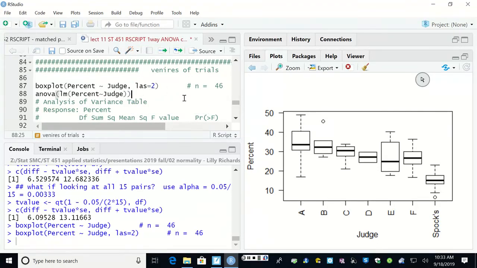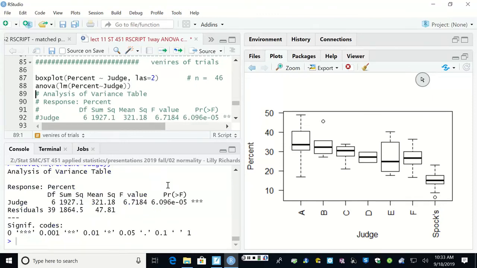Across different groups. Analysis of variance for that, right? Degrees of freedom. There were, so that adds up to 45. There were 46 in all. Sum of squares, mean squares, the F value again is pretty large, and the P value is very small. So there is a significant difference, right? And in this case, we're really interested in, is Spock's percentages different than the others, right?